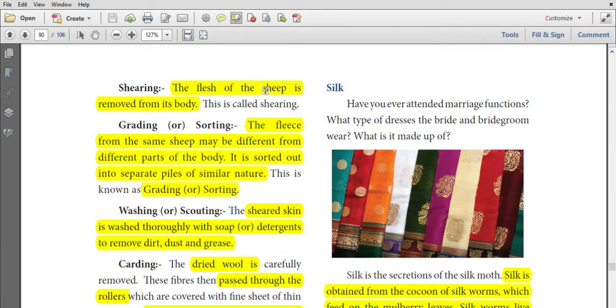The fleece of the sheep is removed from its body. Removing it from its body is called shearing. The fleece from the same sheep may be different in different parts of the body, so it is sorted out into separate piles of similar nature. This is called sorting.